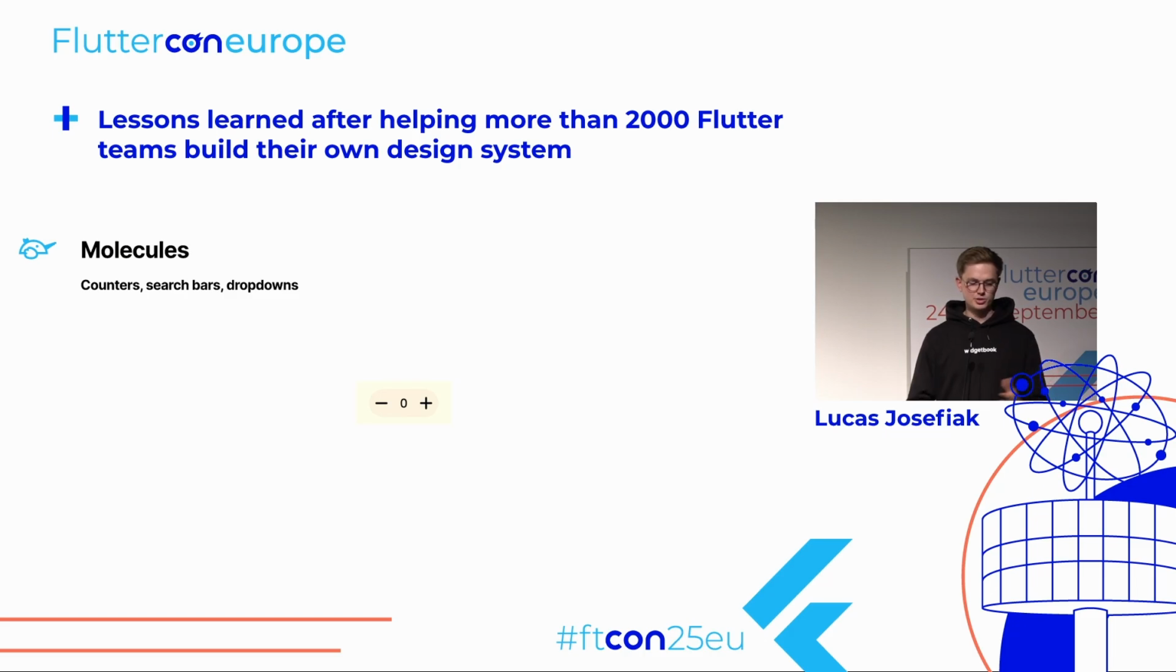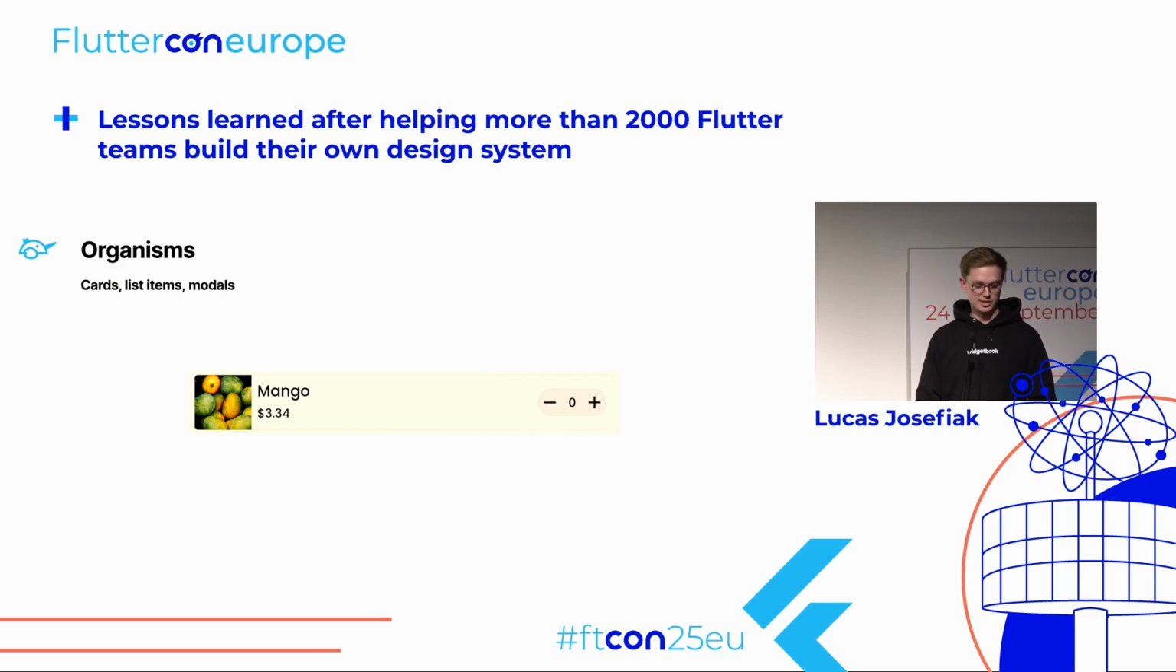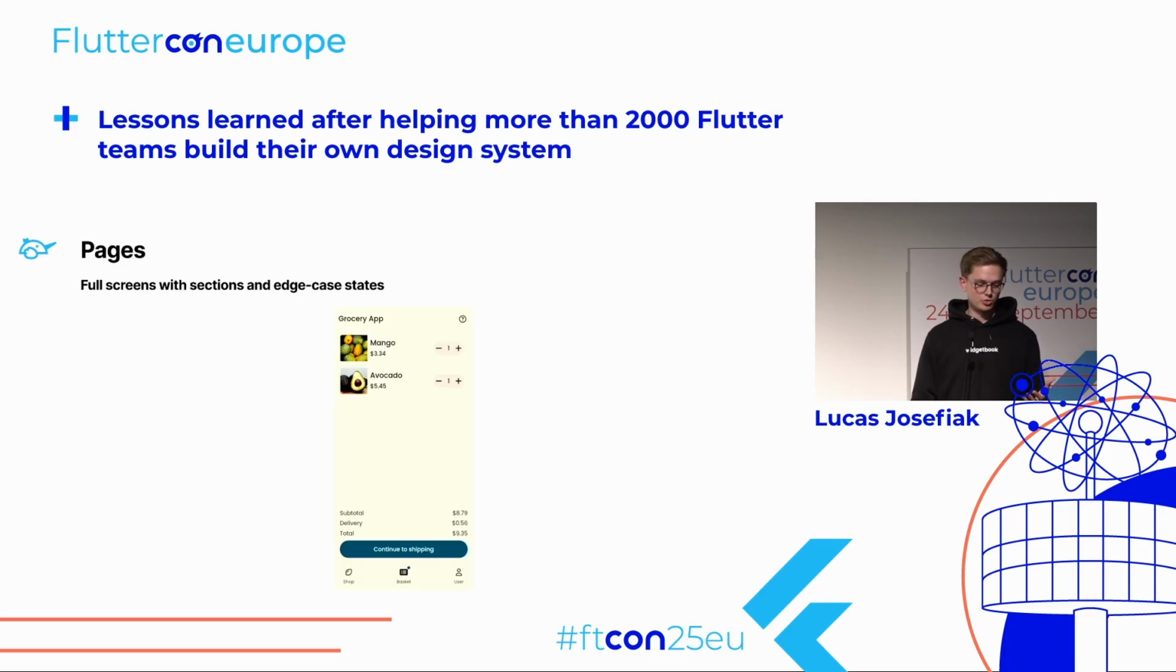Then we have molecules. And molecules, in the end, consist of multiple atoms. In this case, this counter widget here, for example. Then you have organisms. And organisms consist of multiple molecules. In this case, we have this basket card. Then we have entire pages. And in this case, we have a basket screen that consists of multiple organisms. So that's the way I would really encourage you to think about your design system.